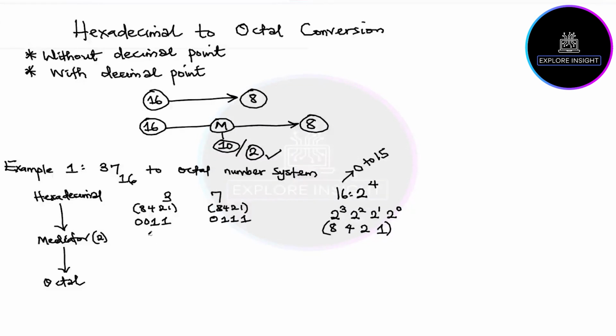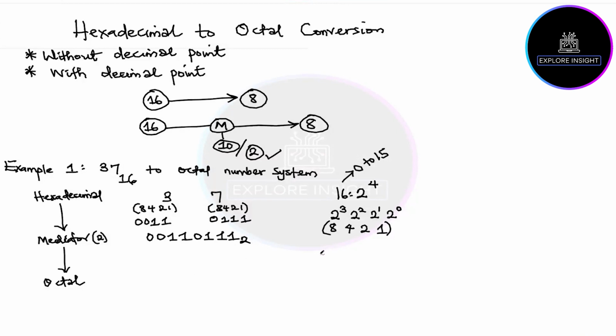Having achieved that, we are going to put that together as 0 0 1 1 0 1 1 1 in base 2. Remember, this is the mediator value. We are not yet done. We have to convert it to octal.